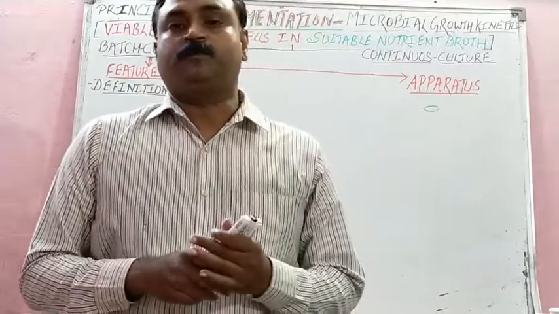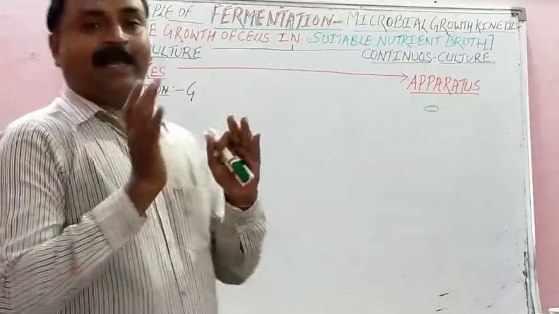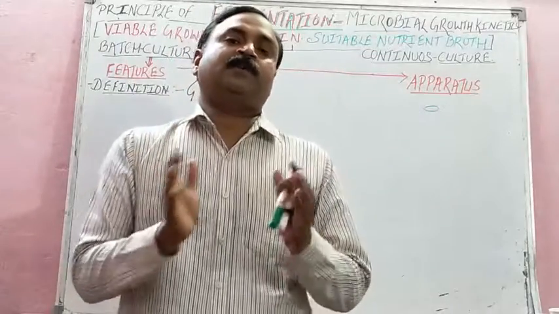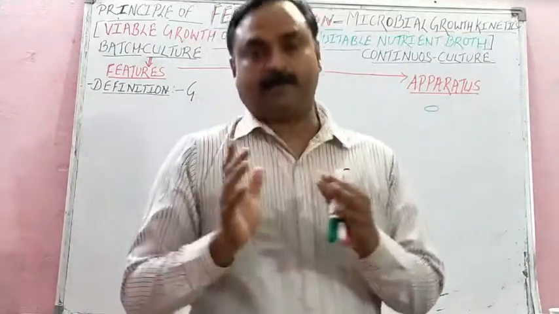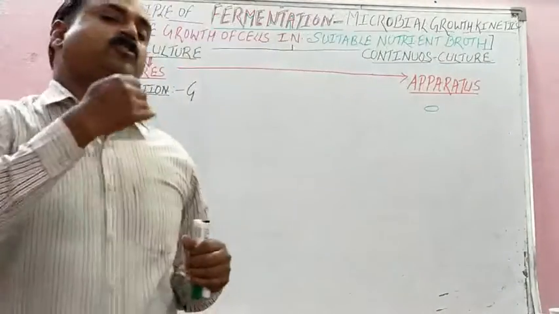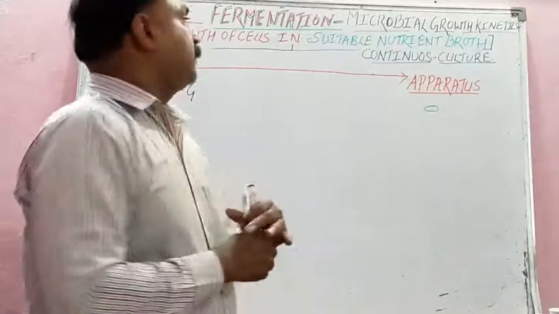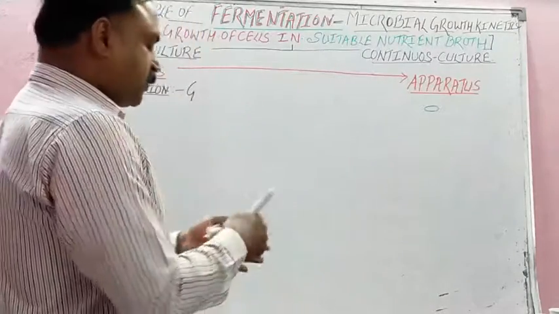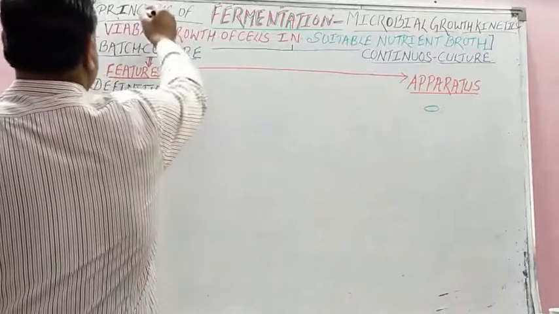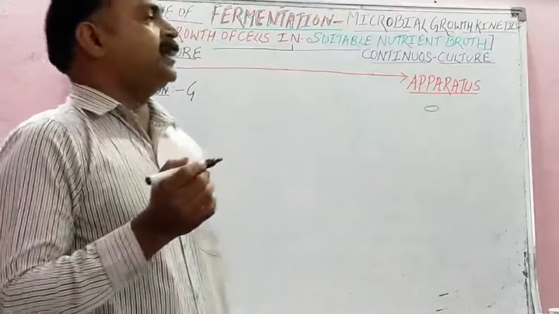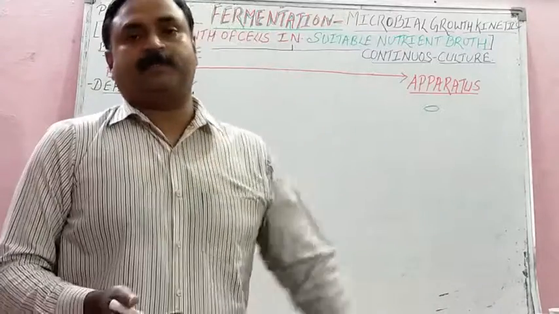Practical course also. In the last topic we have studied the structure and function of the parts of bioreactor, isn't it? Now here we are going to study, bioreactor is also called fermenter, you know. So here we are going to study the principle of fermentation. In this we are going to study microbial growth kinetics.